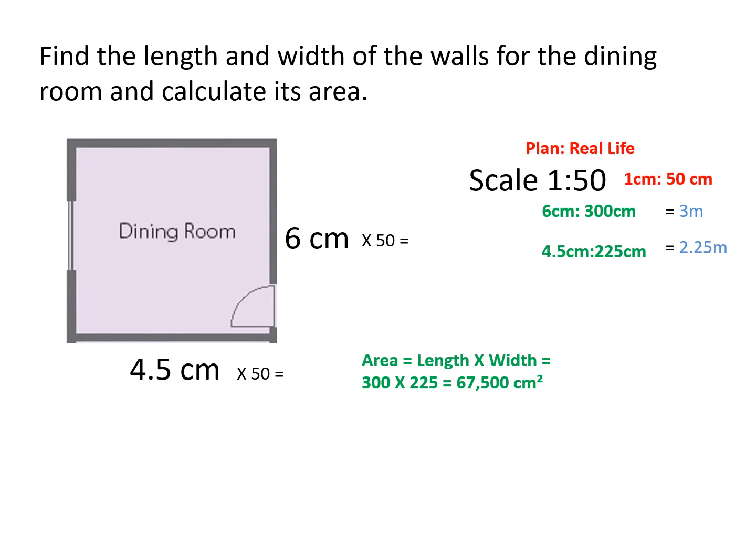To work out the area, once we've changed our conversions to the units we want and in real life, we can work out the area by multiplying the length by the width. And we get an answer then of 6.75 metres squared.